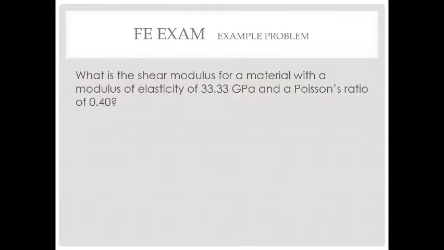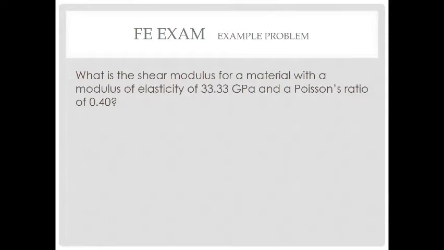All right, so here's another question for you guys, and I'm gonna try to give you all another minute or so to try to work through this one. It's asking for shear modulus or modulus of rigidity. It gives you E and Poisson's ratio. All right, so go. All right, does anybody have an answer? 11.9. 11.9.